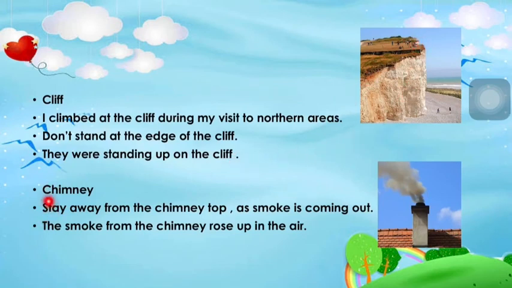The next word is chimney. Stay away from the chimney top as smoke is coming out. So see children, this sentence clearly depicts that chimneys are meant for taking the smoke out of the house. The smoke from the chimney rose up in the air. Again, you clearly get an idea that smoke is coming out of the chimney and going towards the air, out of the house.